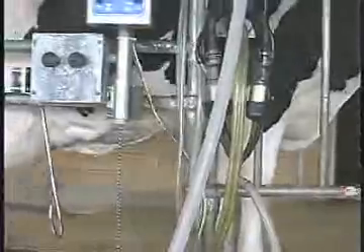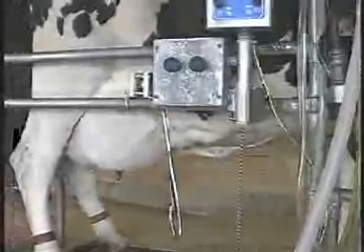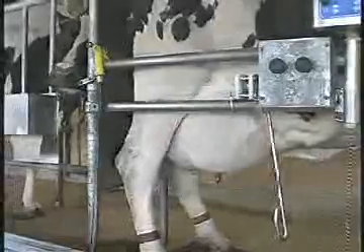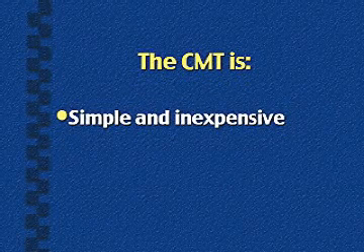Identification of cows subclinically infected with mastitis is an important part of mastitis control programs. Cows with subclinical mastitis infections do not have swollen udders or abnormal-looking milk. However, because an infection is present, the somatic cell count in the milk will be elevated. The California Mastitis Test, or CMT, is a simple, inexpensive way of detecting unseen infections.